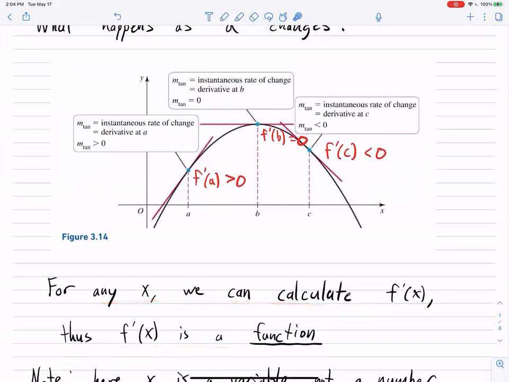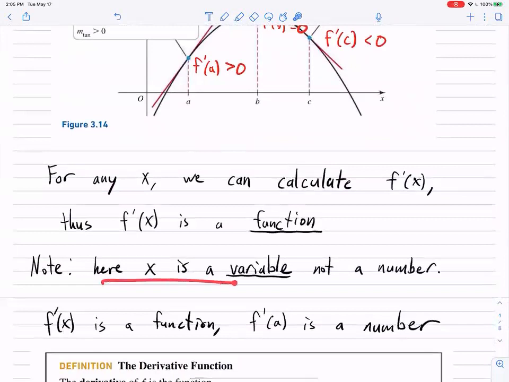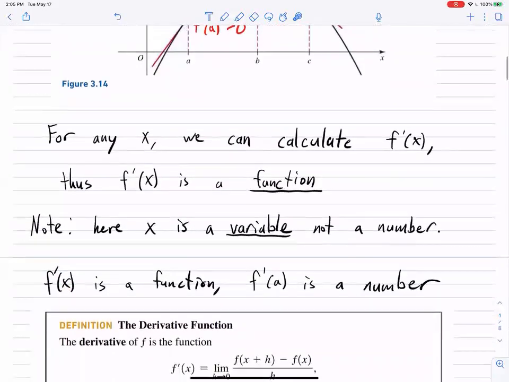It is something that you plug in a value x and it will spit out a number. And so this function, the derivative function, will tell you what the slope is at any point, and it itself is a function. And so here, x is a variable, not a number. So f prime of x is a function. When we write f prime of a, that's a number, meaning a is a particularly chosen value. x is a variable. So you can plug in x and then it will become a number.